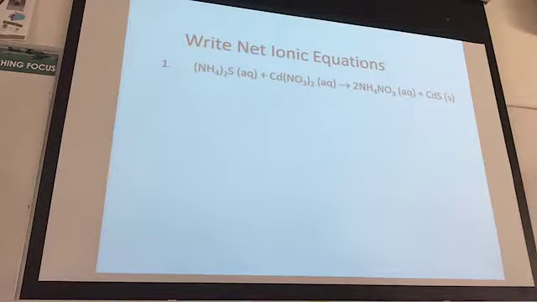I want you to convert that equation into an ionic equation, a net ionic equation. So we can see that we've got ammonium sulfide plus cadmium nitrate. They're both aqueous in solutions. So it's going to ammonium nitrate and cadmium sulfide, which is the precipitate.